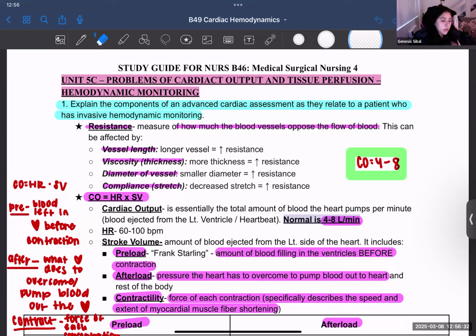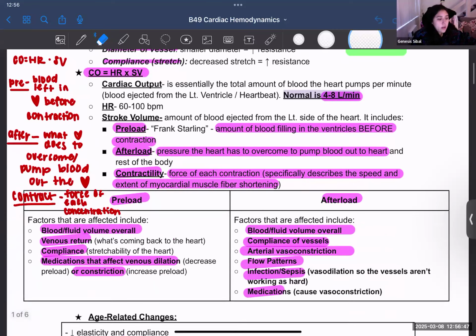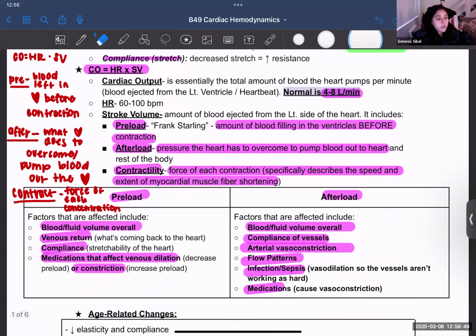So just know that resistance is what we're talking about when we talk about afterload, contractility, all of those things. What is the heart having to do to oppose this flow of blood? So cardiac output, heart rate, stroke volume. You know the equation: cardiac output equals heart rate times stroke volume. So what are those things? Cardiac output is basically the total amount of blood the heart is pumping per minute.